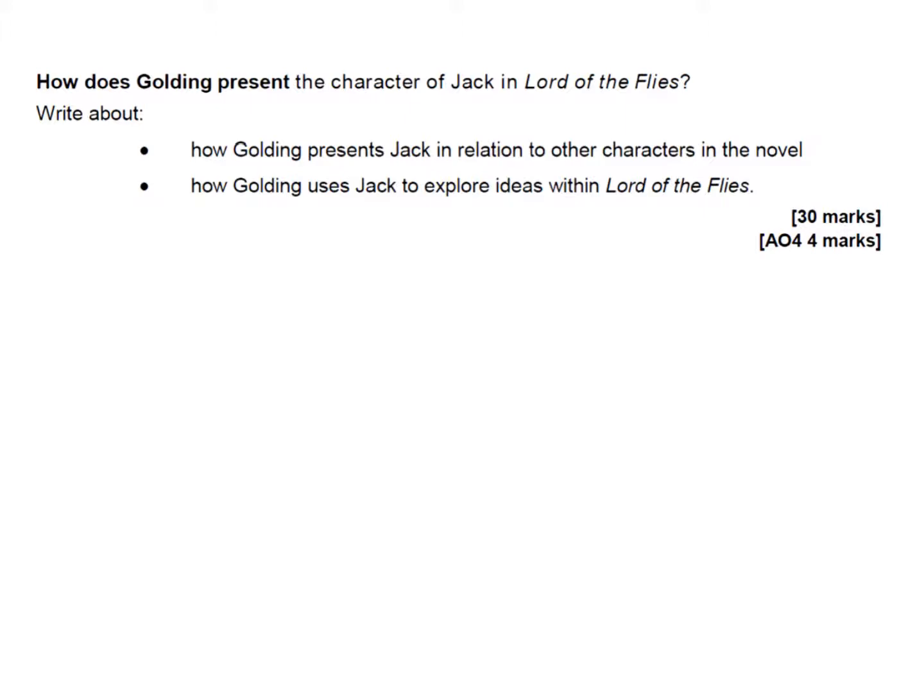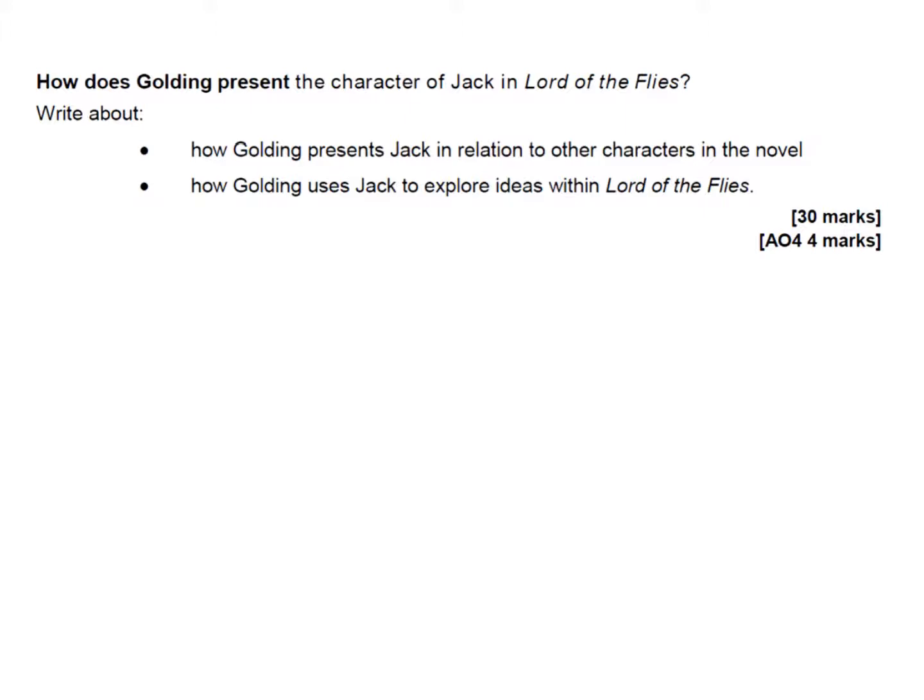The first thing to notice is there is no passage underneath it. There's no page of the text. So unlike the Macbeth and unlike Dr. Jekyll and Mr. Hyde, all of the quotations are things you have to bring in your head. So here's the question itself, this example one.